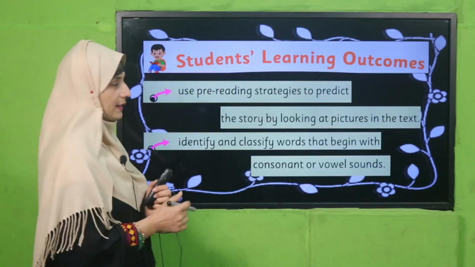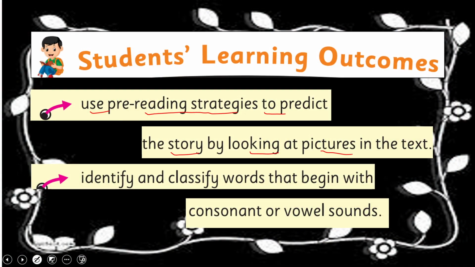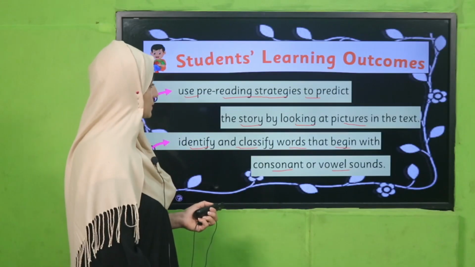Our SLOs are: use pre-reading strategies to predict the story by looking at pictures in the text, identify and classify words that begin with consonant or vowel sounds. So today we are going to cover these SLOs.